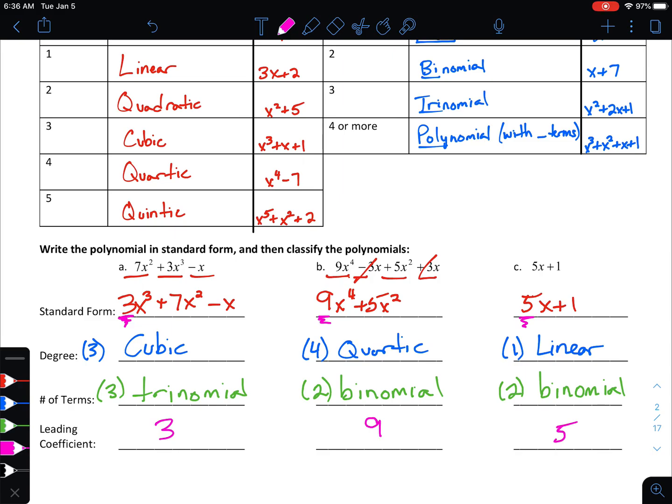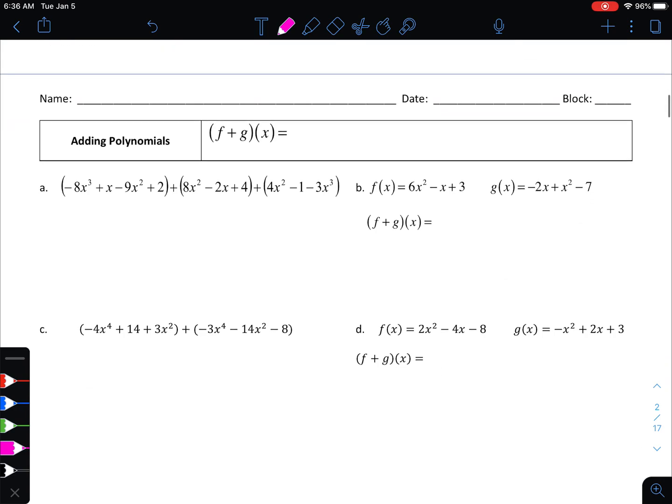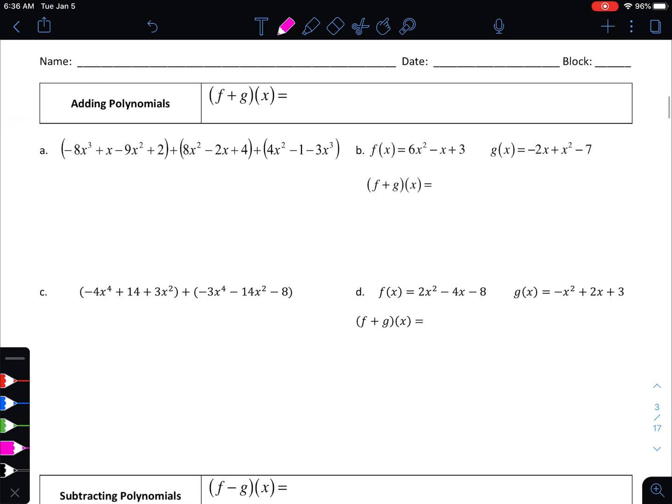All right. In addition to classifying, we are also going to talk about the first 2 operations today, which are adding and subtracting. In later sections, we're also going to talk about the other 2 operations. We're going to talk about both multiplying and dividing polynomials as well. But for today, we're going to focus just on adding.